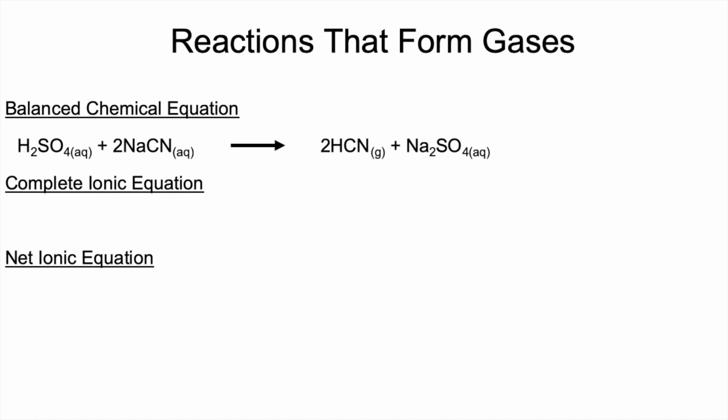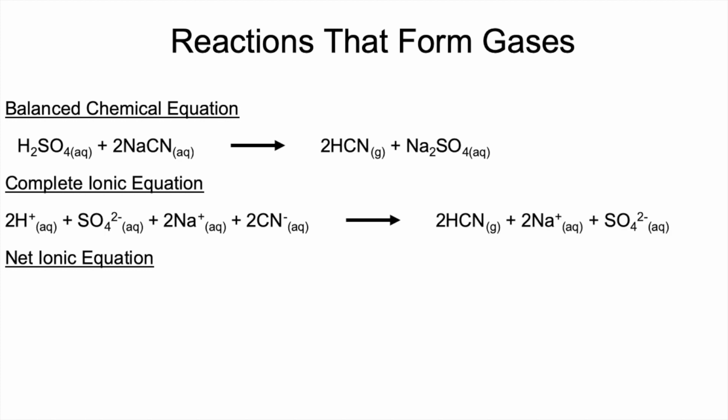All right, let's see how you did. In our reactants, both compounds are aqueous, so they should all be separated into their ions. So we should have 2 hydrogen ions because it's H2SO4, 1 sulfate ion, 2 sodium ions, and 2 cyanide ions. In the products, hydrogen cyanide is a gas, so it's going to remain as its molecule, but sodium sulfate is aqueous, so we're going to separate that into its ions.